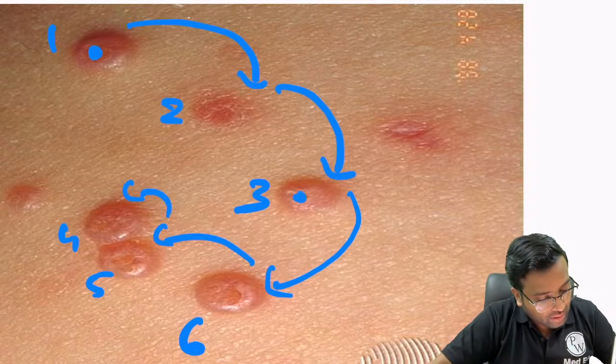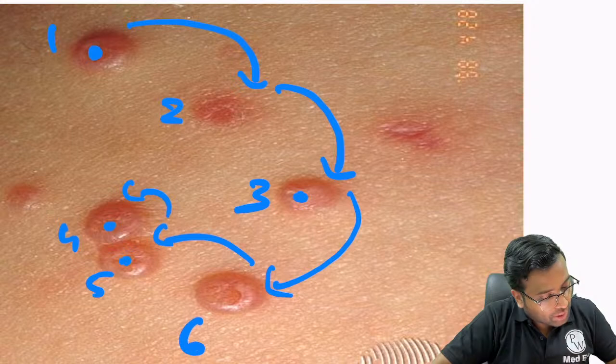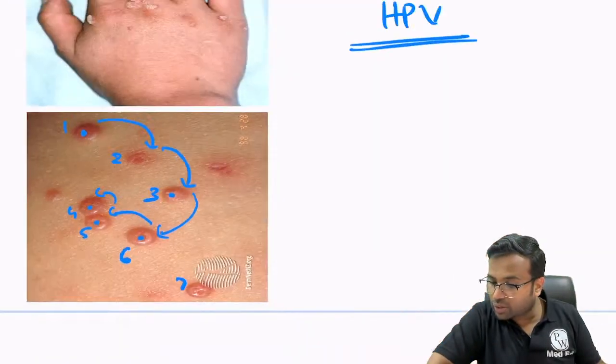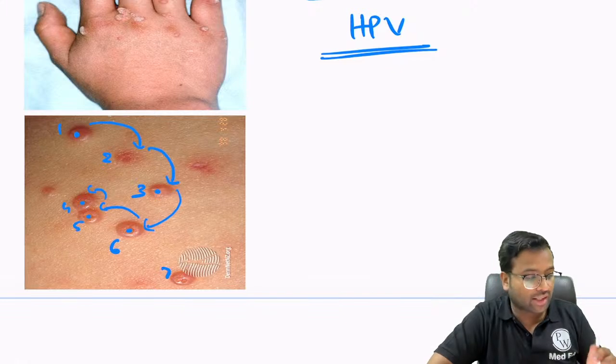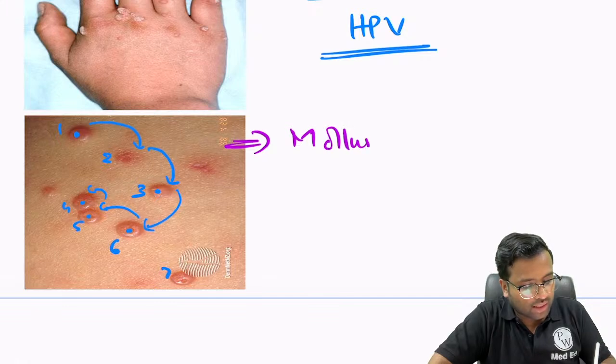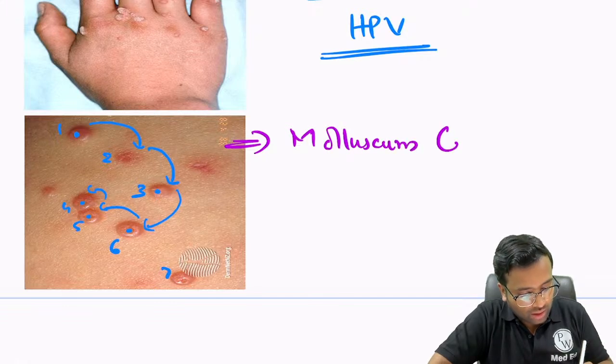Now zooming this image, what I can see very clearly is every lesion is having a central depression. And the central depression, we call it a central umbilication. Now, what is the diagnosis here? Yeah, all of you are answering it right. Now, this one is a spot diagnosis for you. This is called molluscum contagiosum.